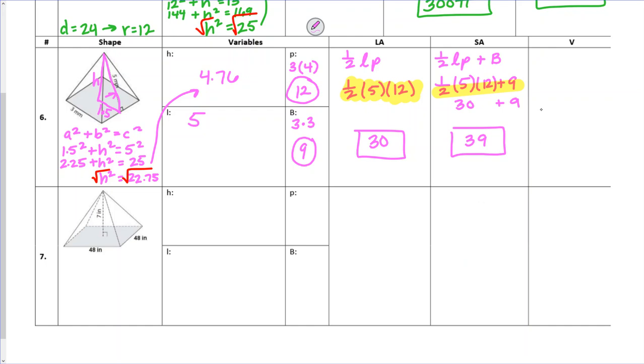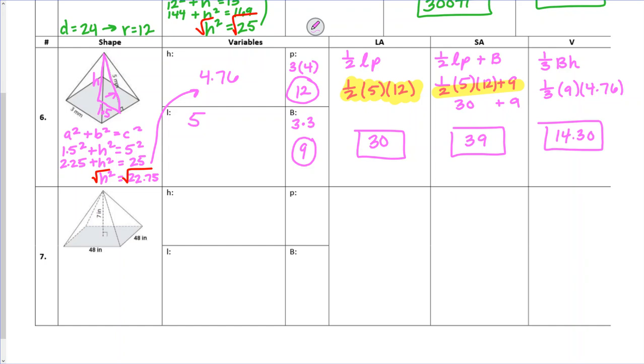And finally, our volume, which is 1/3 big B times H. So 1/3 big B is 9. H, we said, is 4.76. And we get 14.30. No pi in our formula, no pi in our answer.